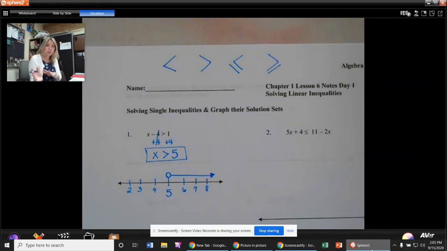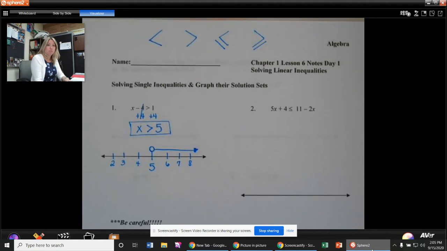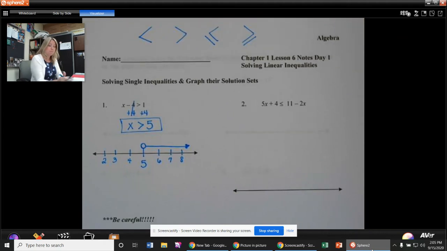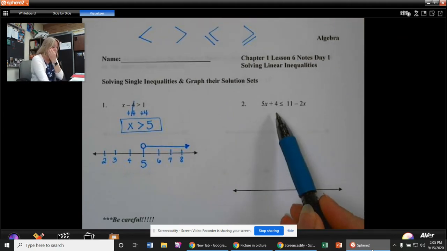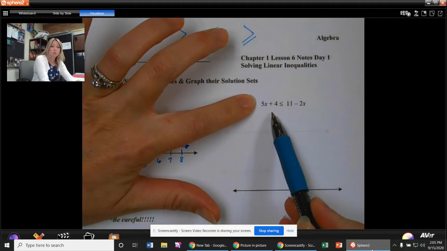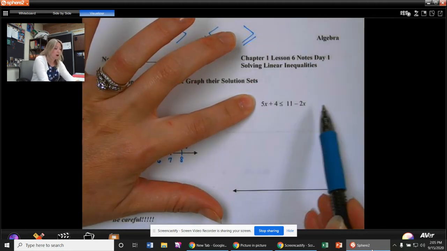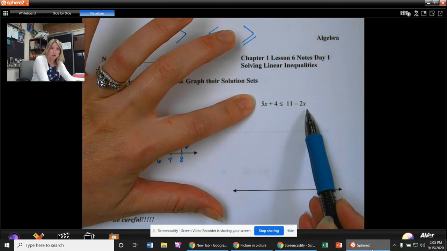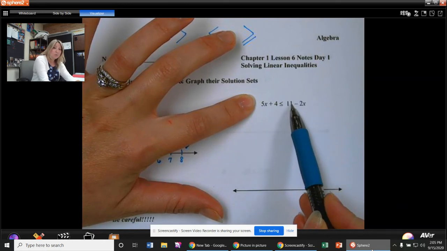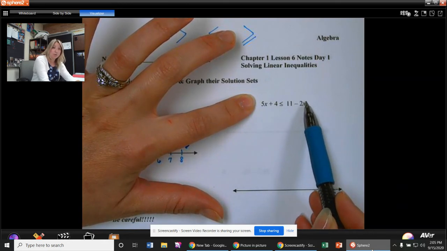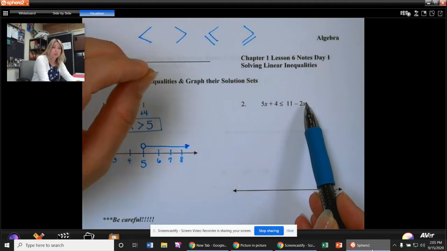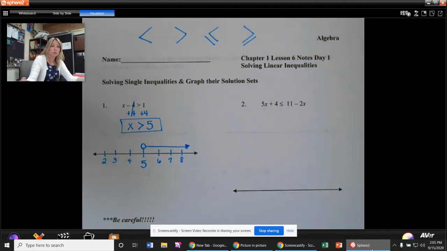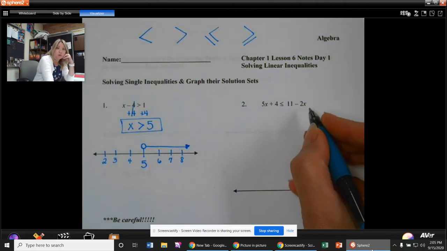Now I'm going to do that on the other side too. Okay, over here. I want all my variables on one side of the inequality sign. I want my numbers on the opposite side of the inequality sign. So when I have an inequality sign, I want my variables on the left because it's easier to read. And you'll watch me do that as we go today. Okay, that'll be one of the things I focus on.